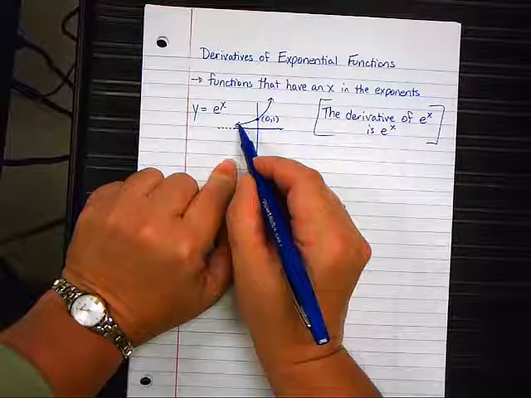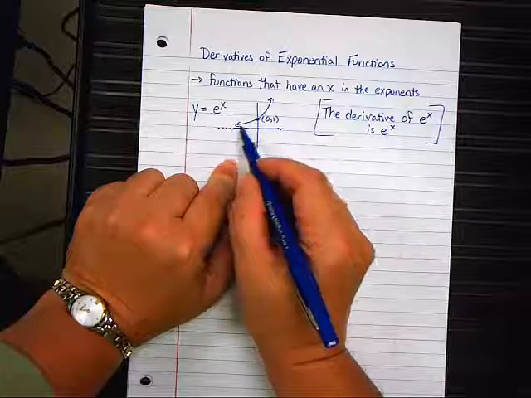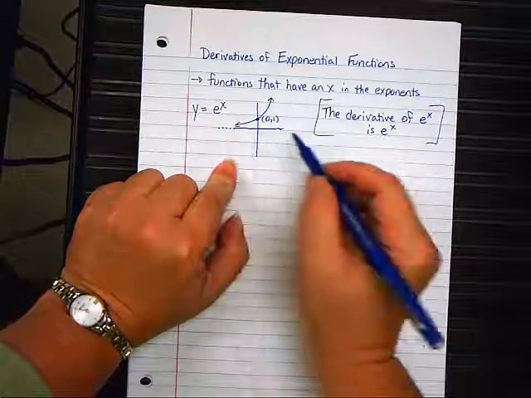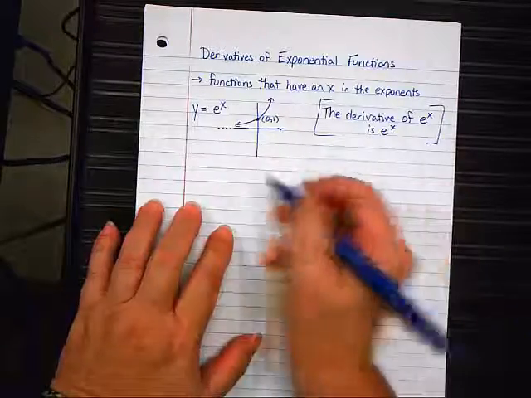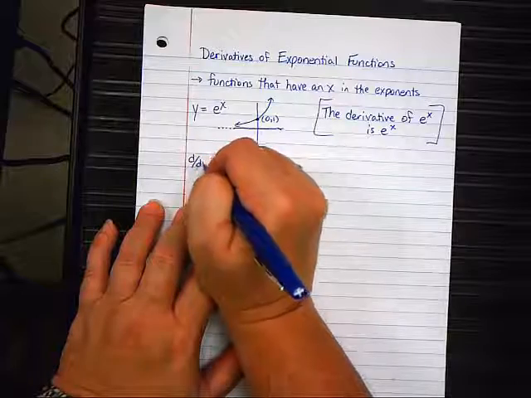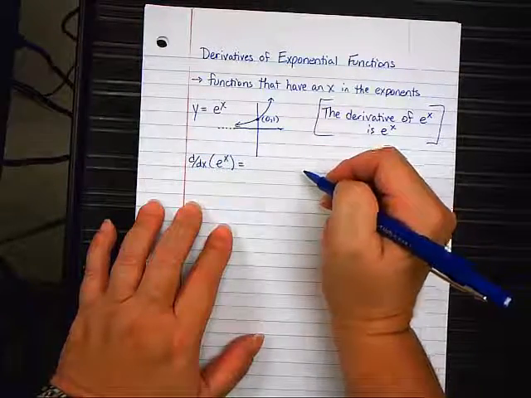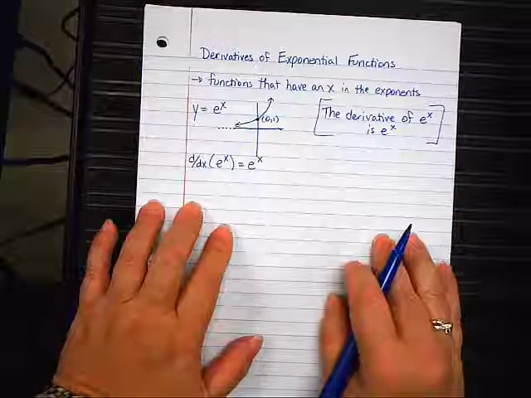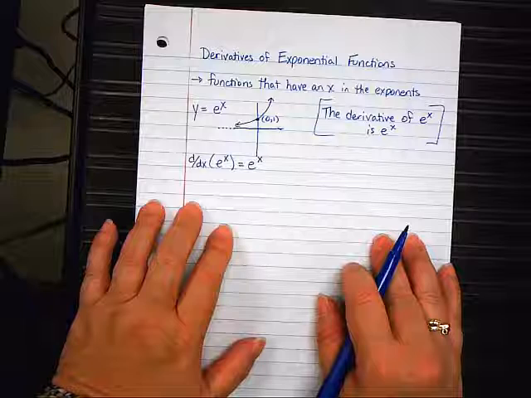If I go down here to the y value of a half, the slope of the tangent line will be a half because the derivative and the function are the same. Okay? So let's write it in mathematical terms right here. d/dx of e to the x equals e to the x. That's the mathematical way to write down that the derivative of e to the x is e to the x.